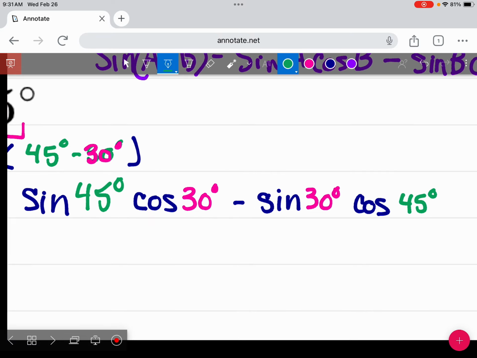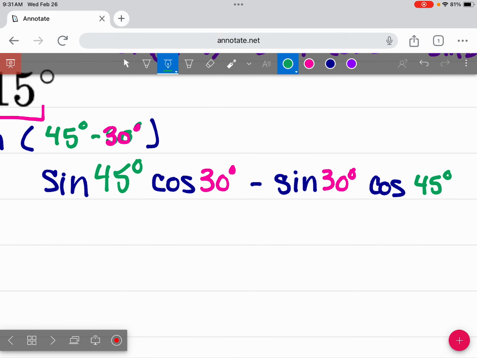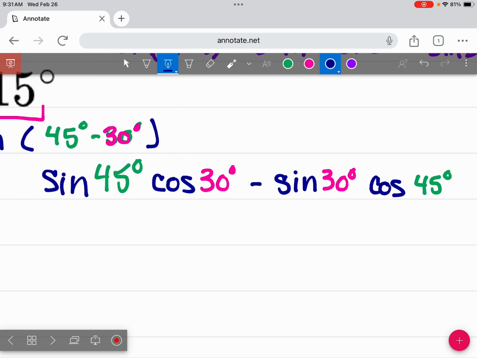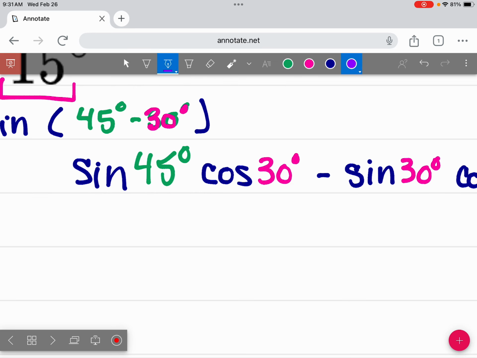Once we get moving in them, they're not brutal, but they look super gross. So then we're going to come through here and look at each piece individually.